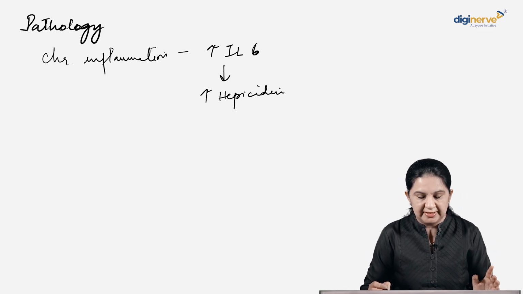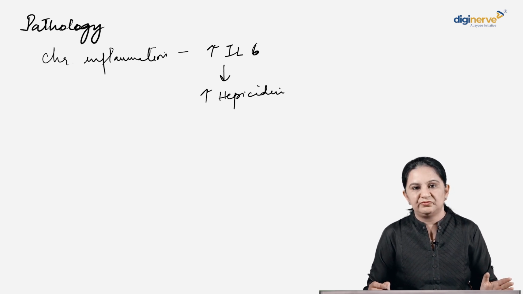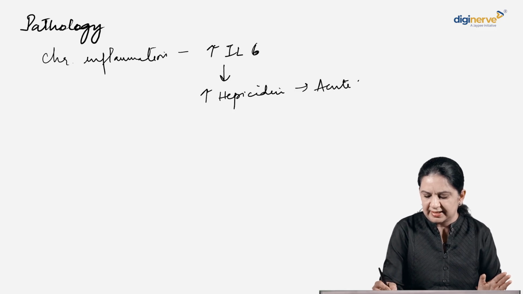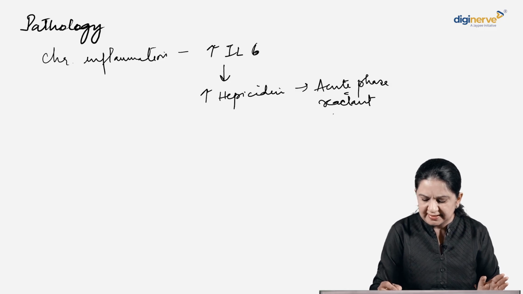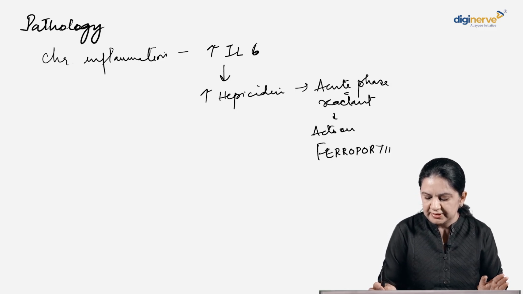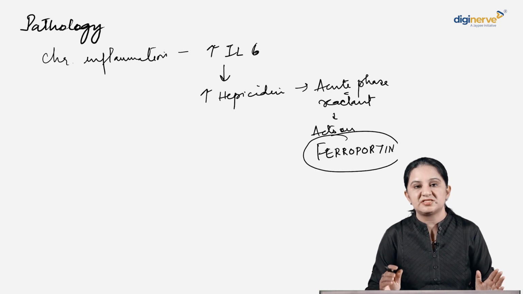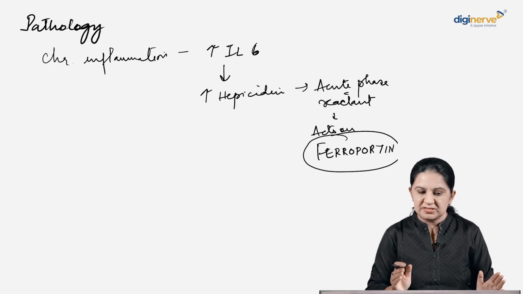Alright, what did we study earlier in iron metabolism? What does hepcidin do? It prevents the iron absorption from the duodenal enterocyte. Please remember, this hepcidin is an acute phase reactant, and it acts on ferroportin to prevent iron absorption. I hope you remember the diagram of iron metabolism. Hepcidin is the central or the master regulator of iron homeostasis. It acts on ferroportin and it prevents iron absorption.